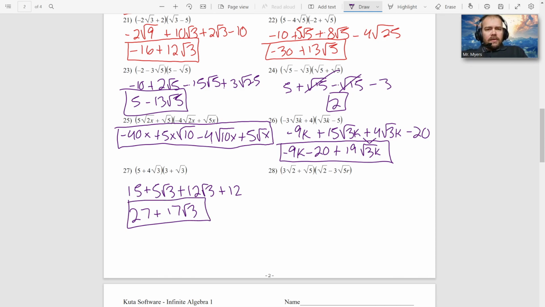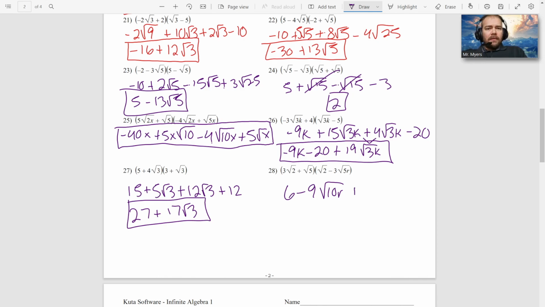So 3 root 2 times root 2, that's a root 2, so that's a 2 times 3 is 6. 3 root 2 times 3 root 5r. None of the root stuff is going to simplify. 3 times 3 is 9. Square root of 10r, we still multiply it. It's just not going to simplify. Nothing's going to come out.